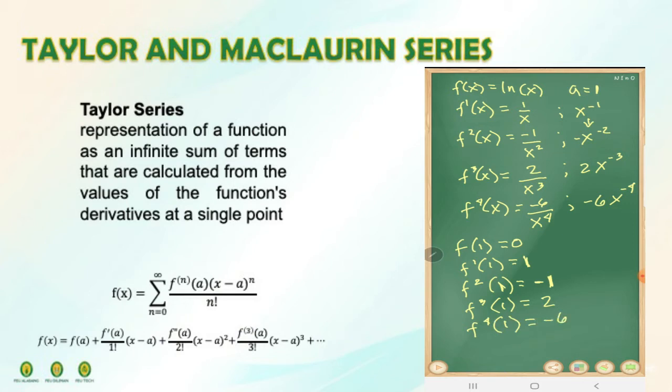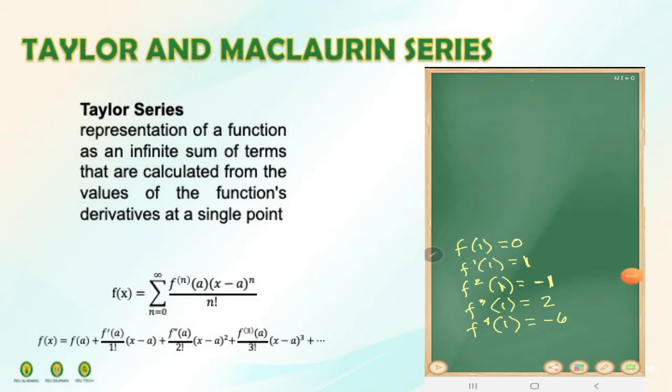which is negative 6. Okay, again, the formal definition of the Taylor series: we have f of x equal to the summation of x minus a raised to the n power over n factorial multiplied by f n of a, from 0 to infinity.